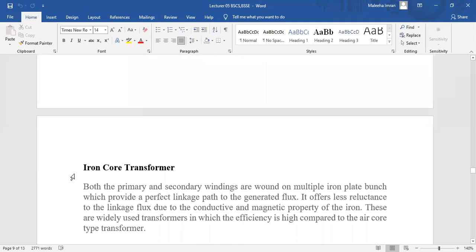Then we have the iron core transformer. In the iron core transformer, both the primary and secondary windings are wound on multiple iron plates, a bunch which provides a perfect linkage path to the generated flux. It means अगर आपके पास you have a number of iron strips और उन iron strips पे let I say कि we have hollow square strips और अगर आप उन hollow square strips पर winding करेंगे तो then what you see कि iron के लिए उसका जो फ्लक्स होगा वो कंप्लीटली लिंकेज पाथ प्रोवाइड करेगा.